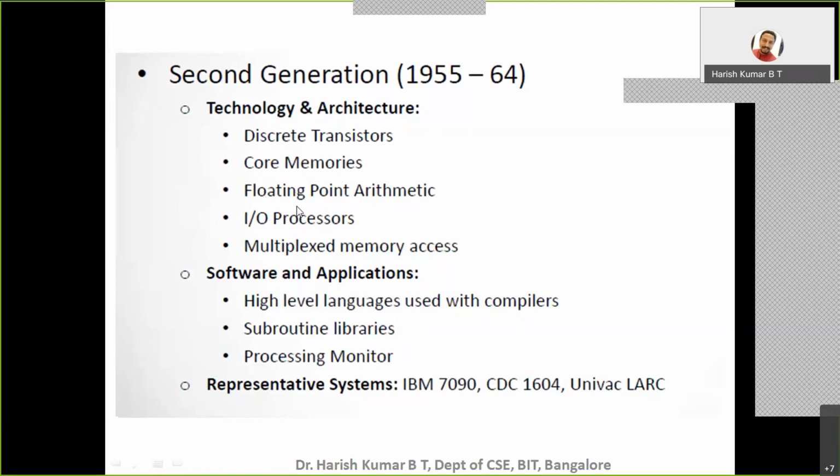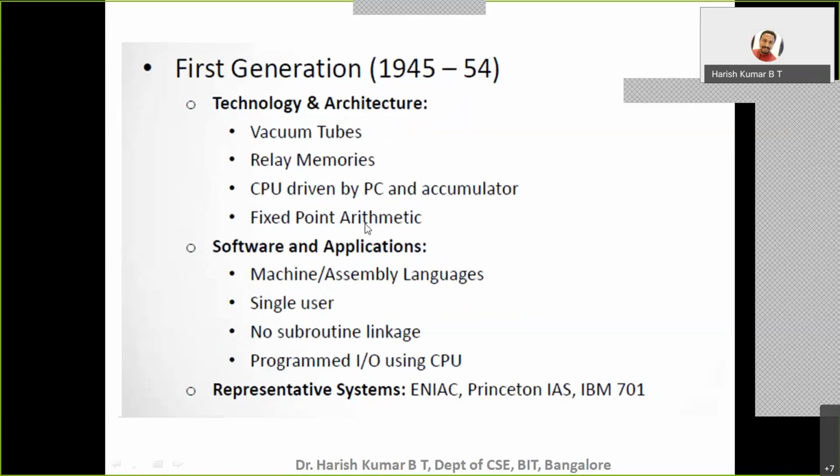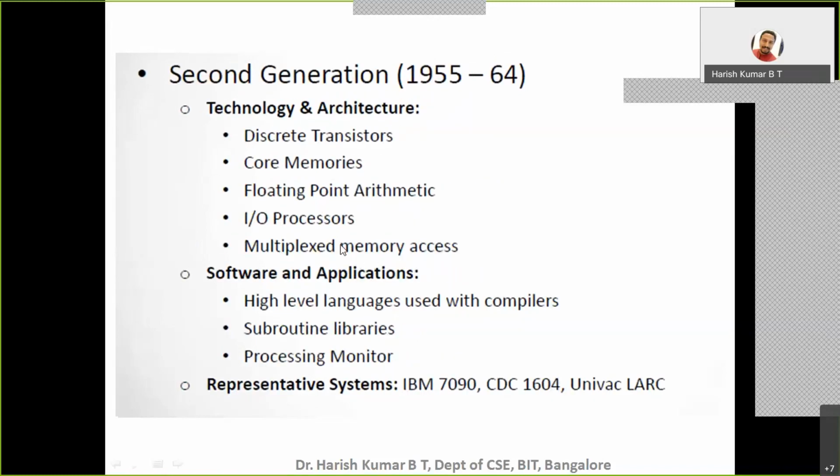Now, co-processors were added to increase the throughput. The co-processor is acting as an assistant to the main processor. And then multiplexed memory access. Now you are able to access more than one memory. Multiplexed memory access.